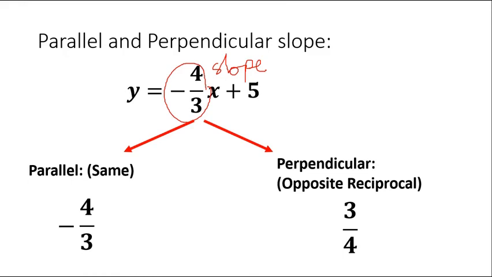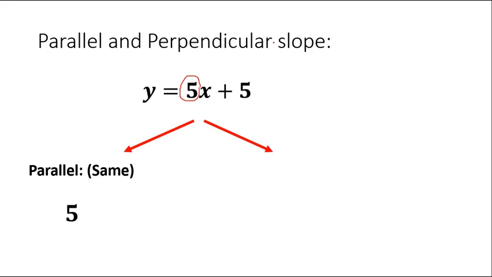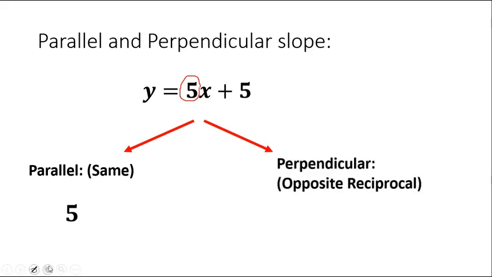And then let's go over one more. Here's y equals 5x plus 5. Again, 5 is my slope. Okay, parallel slope, the same. So that was 5. Parallel slope would be a 5 as well. Now for perpendicular slope, opposite reciprocal. So whenever they give you just a whole number without a fraction, just think of this as 5/1. So we take the reciprocal of that, 1/5, but we want opposite sign, so it would be negative.